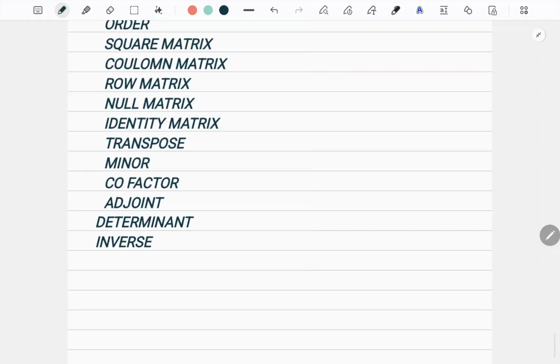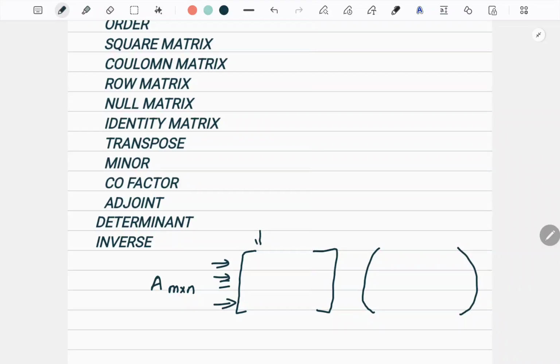See, a matrix is usually represented by capital letters, and we write its order like this: M cross N. Now what are this M and N? M and N represent the number of rows and columns. As I said, it is an arrangement. Usually it is represented by square brackets like this or curly brackets like this. And these are called rows. Like this is the first row, this is the second row, this is the third row. In the same way here I can make columns. So M represents the number of rows and N represents the number of columns.